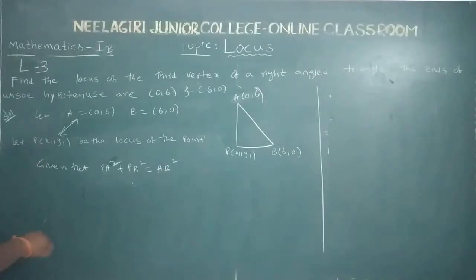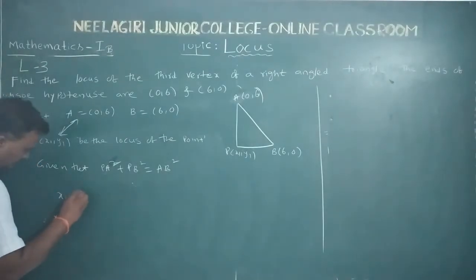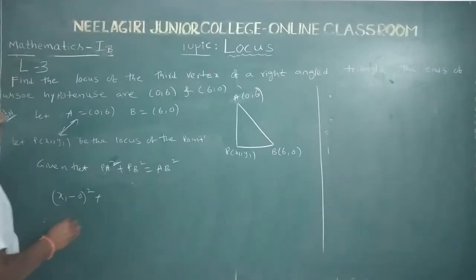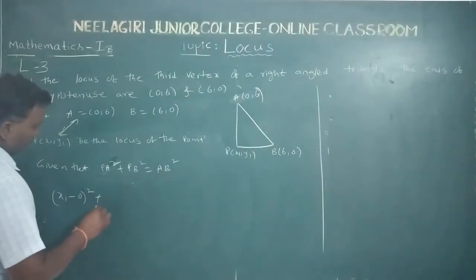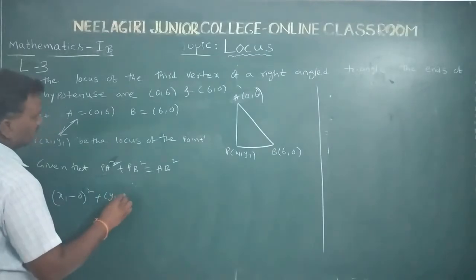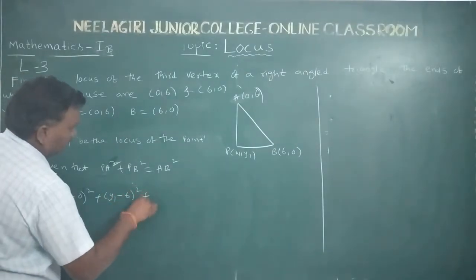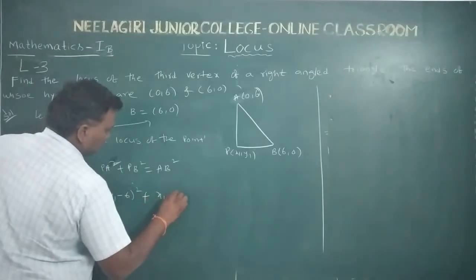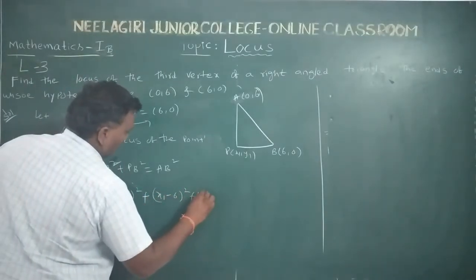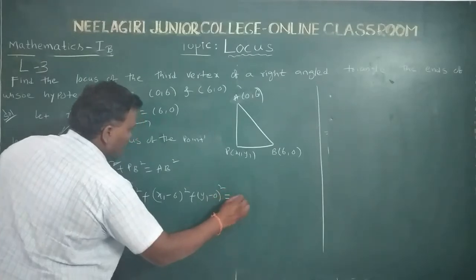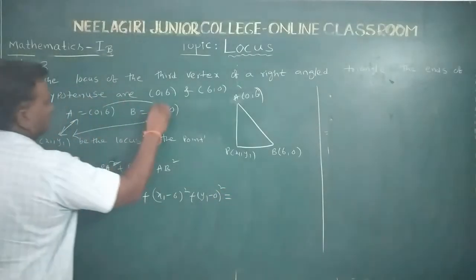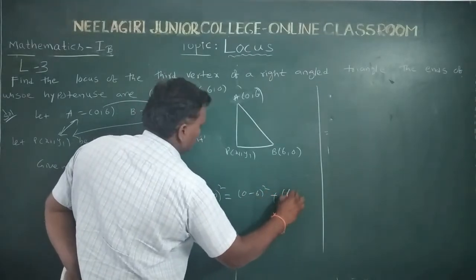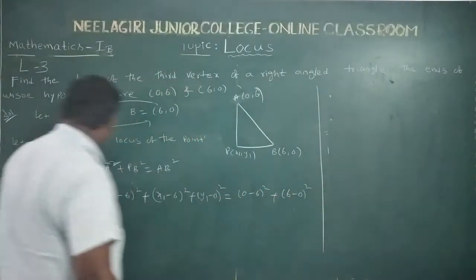PA square is nothing but (x1 minus 0) whole square plus (y1 minus 6) whole square. PB square is nothing but (x1 minus 6) whole square plus (y1 minus 0) whole square. AB square is nothing but (0 minus 6) whole square plus (6 minus 0) whole square.